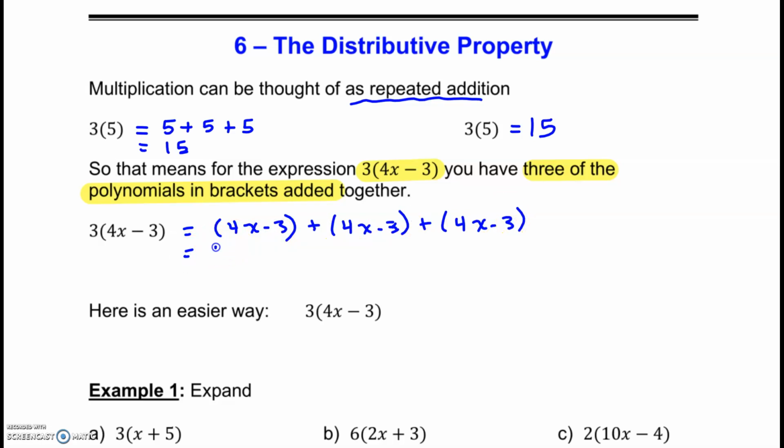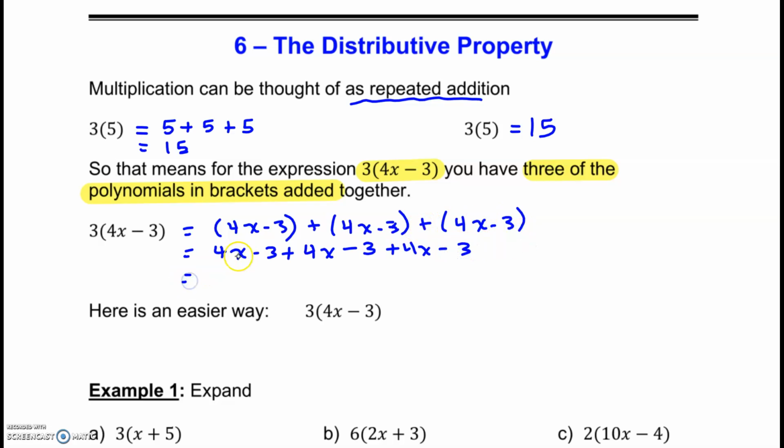We lift the brackets off the first one. I'm adding a positive, so it stays a positive 4x. I'm adding a negative, so it's going to be opposite. We're adding a negative, so it is a negative 3 because it's opposite signs. And then again, I have the same signs, so positive 4x, and then opposite signs for the positive and negative 3, so we have a negative 3.